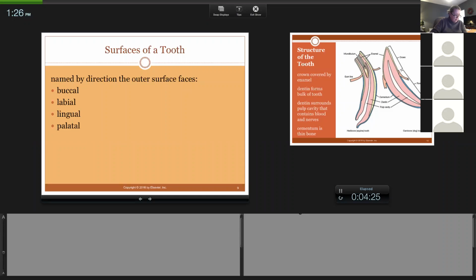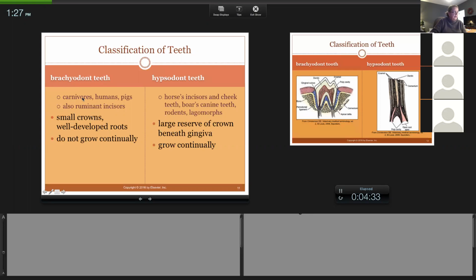And then for number 6, what's the difference between a brachiodont and a hypsodont tooth, and one species that has each? So the brachiodont, think about a short growing period. Brachy means short. These teeth do not grow continually. So carnivores and people, ruminant incisors, but primarily dogs and cats, they get their adult teeth, and once they emerge, if they lose that tooth, it's gone. It's not going to regrow.